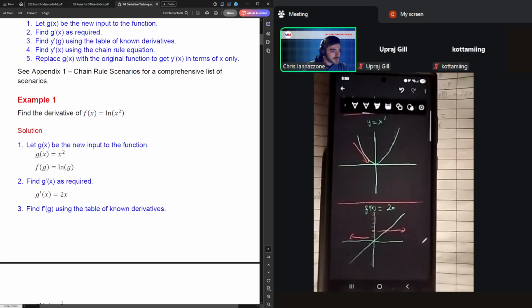From there, because you've defined it as its own separate thing, you can now rewrite the original equation with that letter. So g of x is now x squared. We're just going to replace x squared with g.